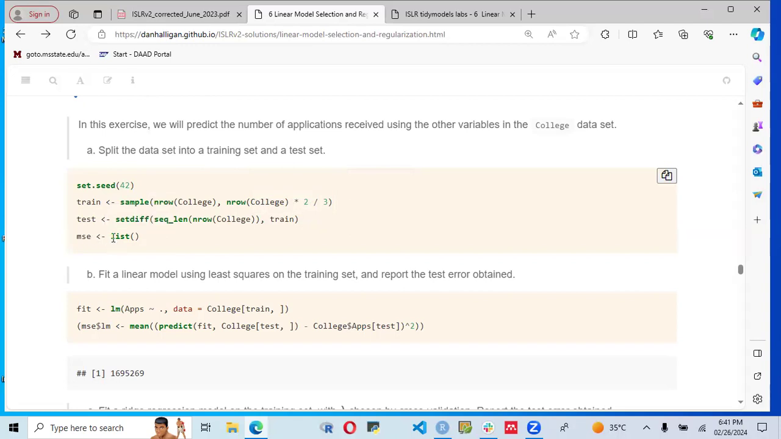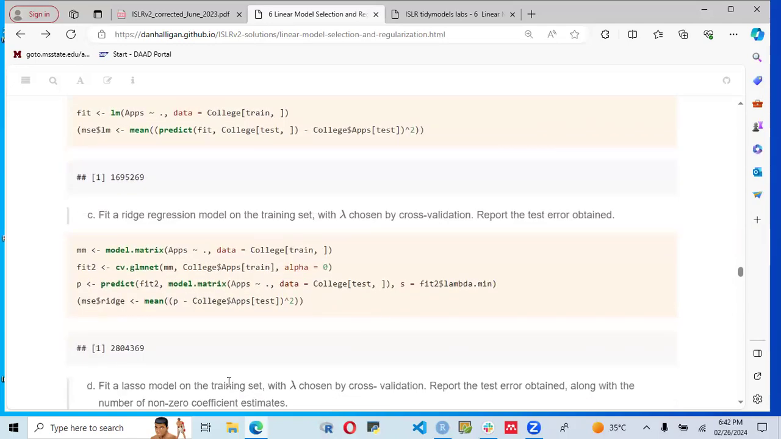Then here we have mean square error, which is just an empty list they created. Then we have to fit a linear model using least squares on the training set and report the test error obtained. So we fit lm, which is apps, the response, explained by everything. Then data is college, so this shows that we are fitting this model on the training set. Then we have the mean square error of the lm, which is the mean of predict fit on the college test minus college dollar sign apps test, all squared. So we can see that the mean square error is this value.